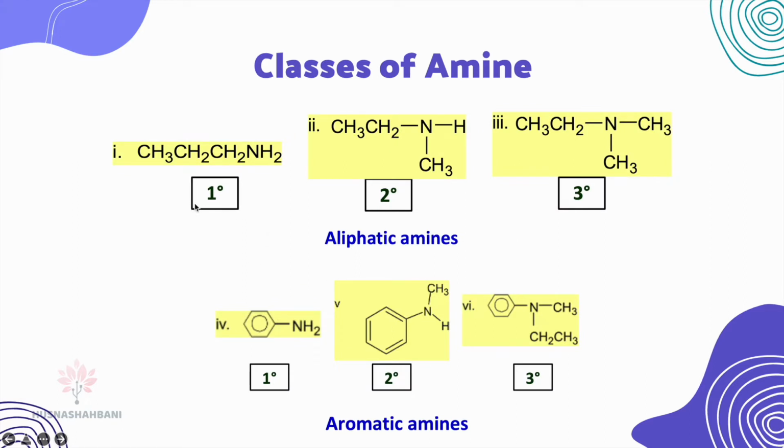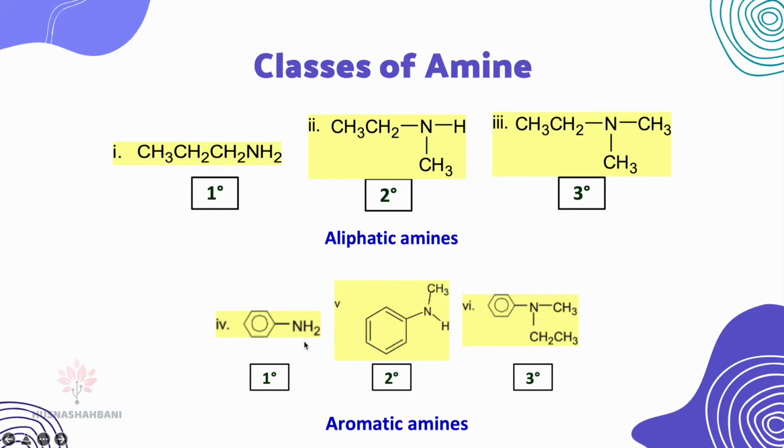Classes of amine: N attached to one R group only, 2 hydrogens, 1 R group, is a primary amine. Here N has only 1 hydrogen and 2 R groups, a secondary amine. This N has no hydrogen atom at all attached, so it is the tertiary amine. These three are examples of aliphatic amine, without the aromatic ring. We call it aliphatic amine.